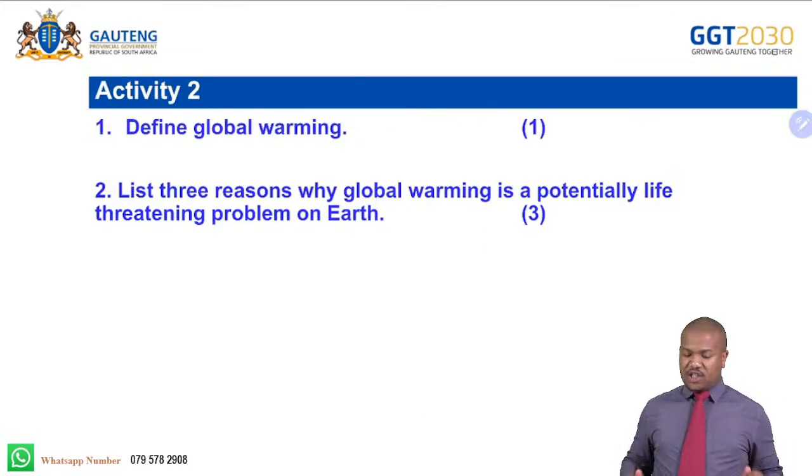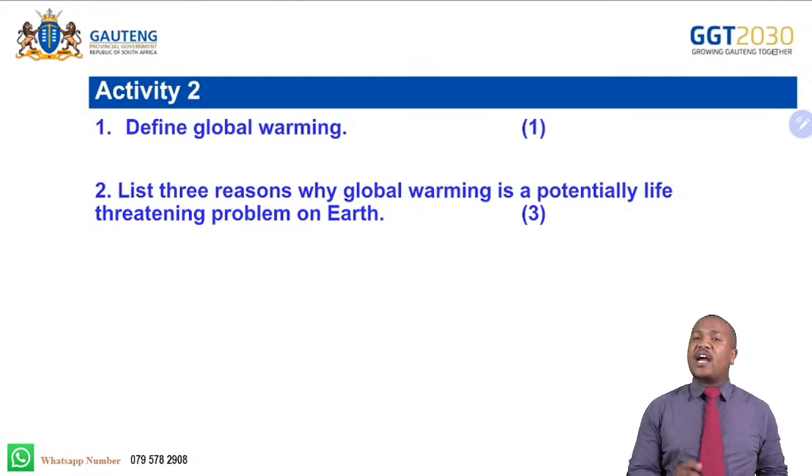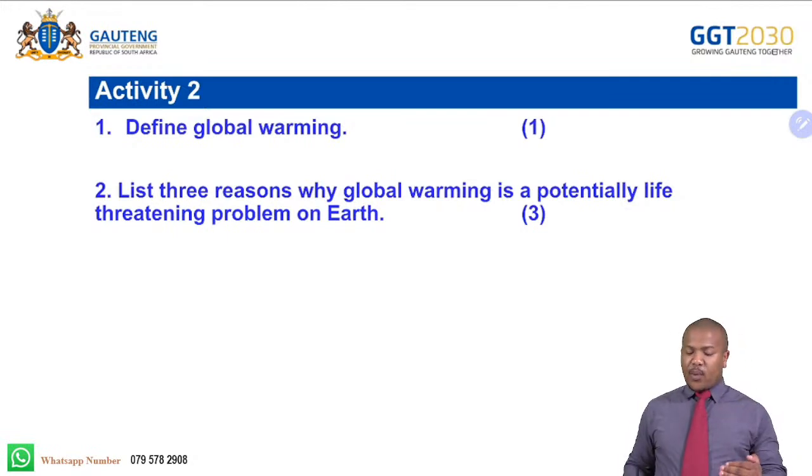So now, activity two, right? Activity two has two questions, one with one mark and the other one with 3 marks, right? I would like you to take 4 minutes again to copy down and write the answers, right? But before, let's read through. Number one is saying define global warming. Number two, list 3 reasons why global warming is a potentially life-threatening problem on Earth. Let's meet again after 4 minutes.